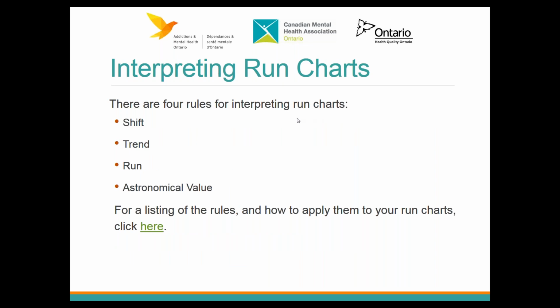There are a variety of rules for interpreting run charts. These include the shift, trend, run, and astronomical value. We've provided a link that will take you to a document that explains these and provides examples in detail.